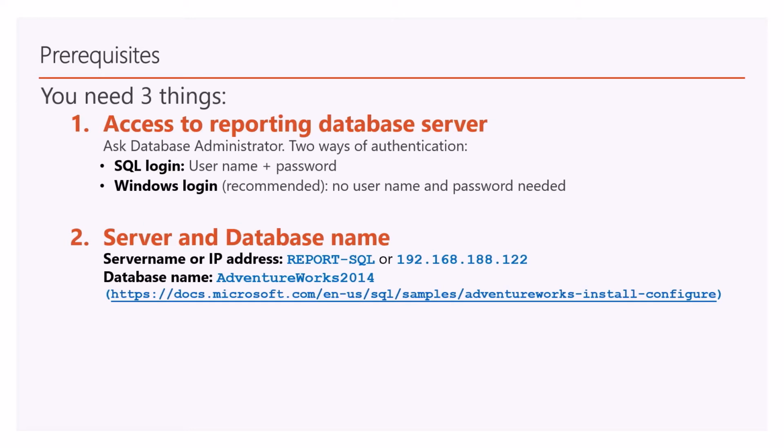Second, you need the database name and server name or IP address. This should be provided by your database administrator after the read permission is given to you. In this example, the name of the database server is report-SQL, and the reporting database name is AdventureWorks 2014.